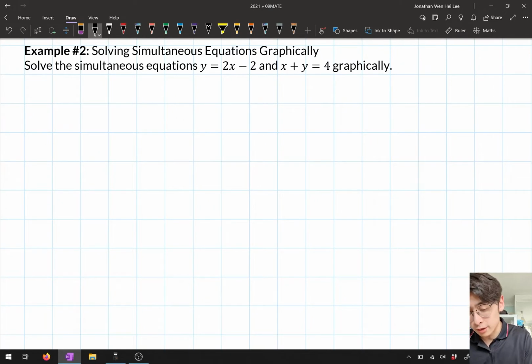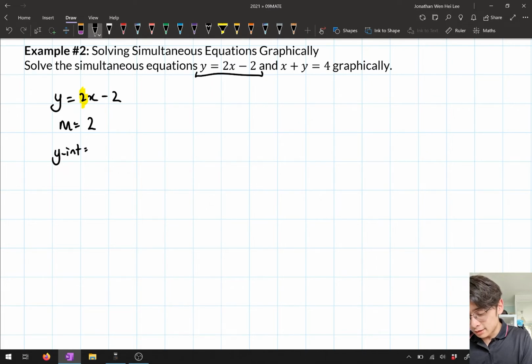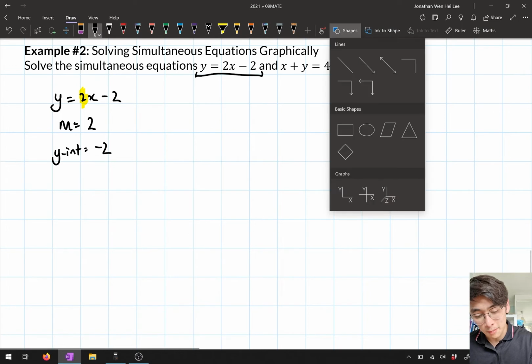So let's sketch this first one, y is equal to 2x minus 2. I'm going to sketch this using the gradient intercept form, because this is already written in the gradient intercept form, which is quite lovely. So here, m is equal to 2. That's my gradient. And my y-intercept is negative 2.